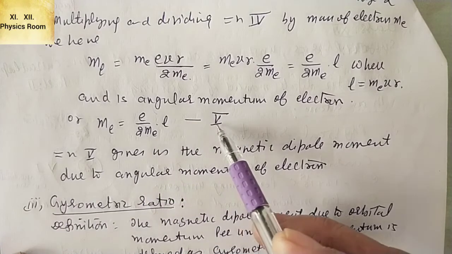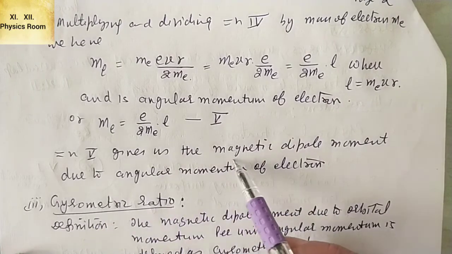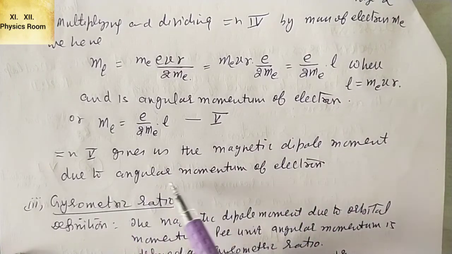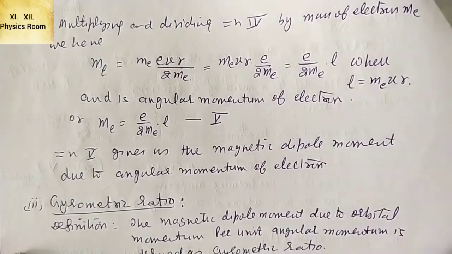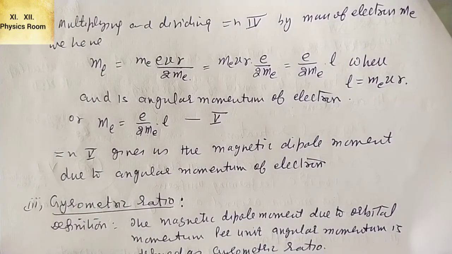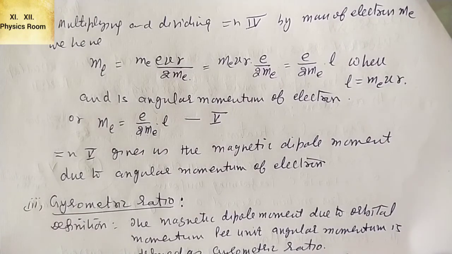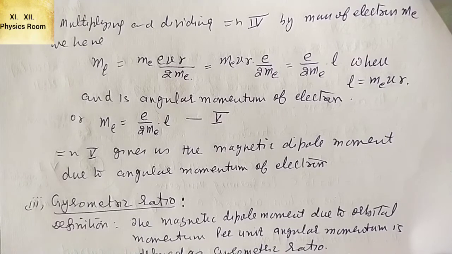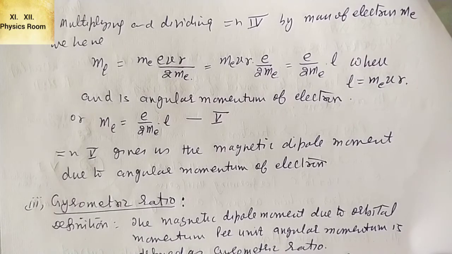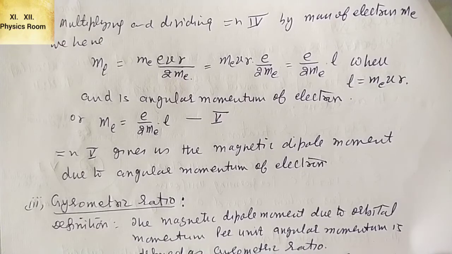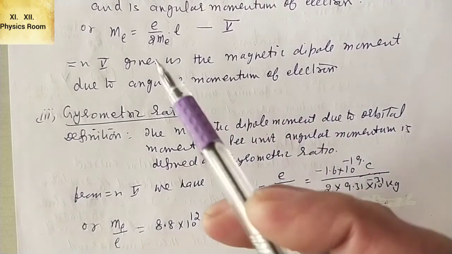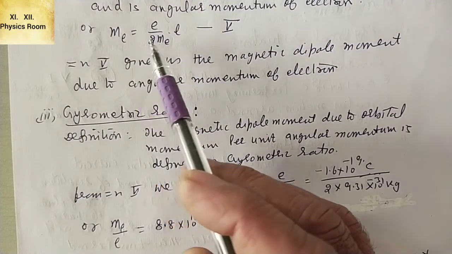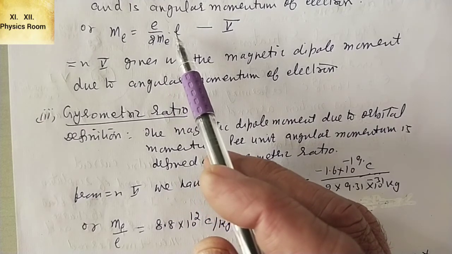So let us mark it as equation 5. Equation 5 gives us the magnetic dipole moment due to angular momentum of the electron. Because the electron is spinning along with orbital motion, it will possess spin momentum also, so there may be a dipole magnetic moment due to spin momentum. Now, the magnetic dipole moment due to orbital momentum is e by 2 me into L, where e is the charge on an electron.